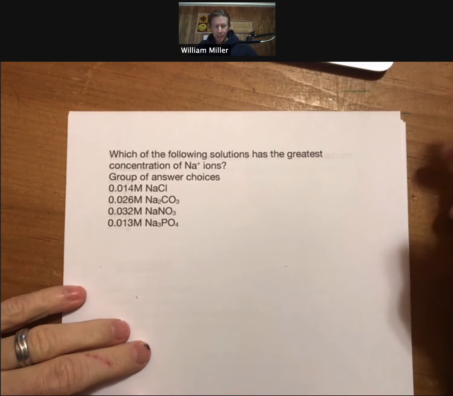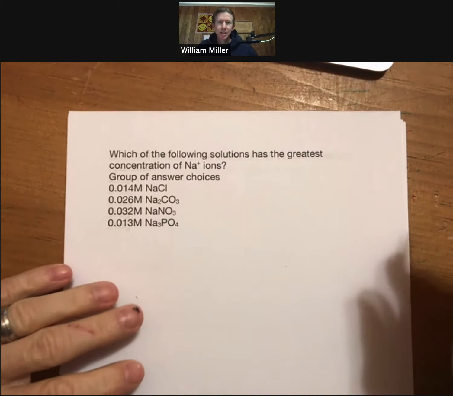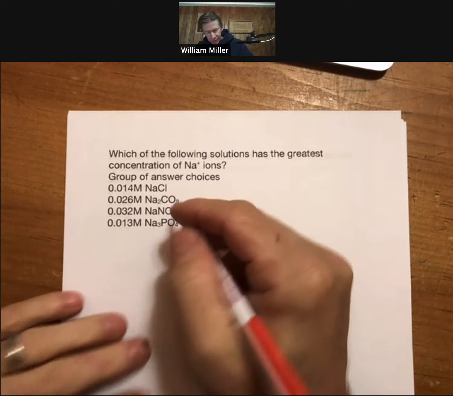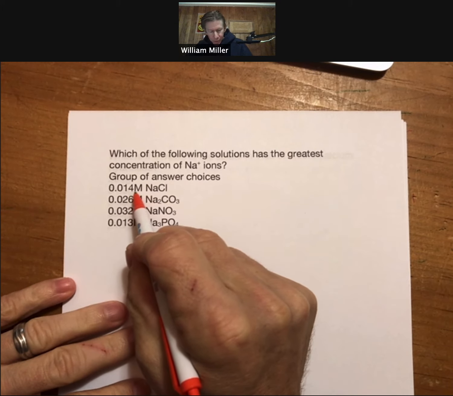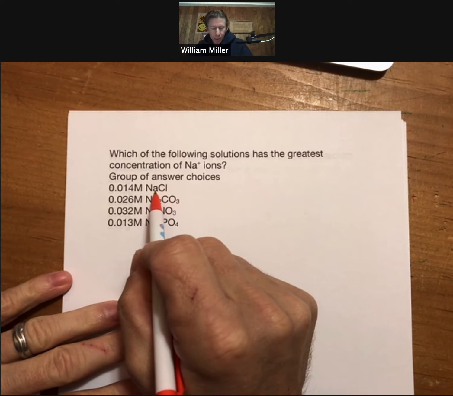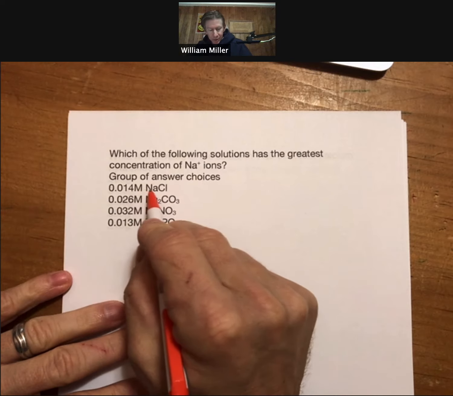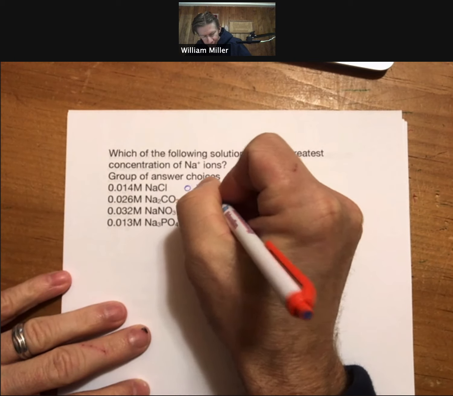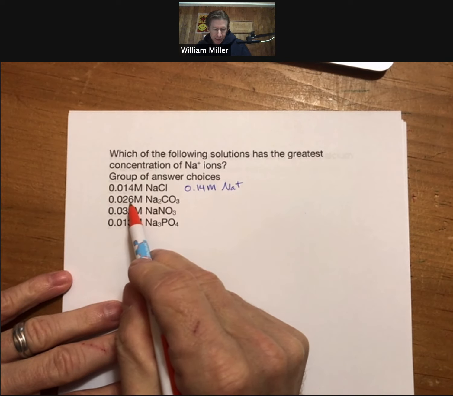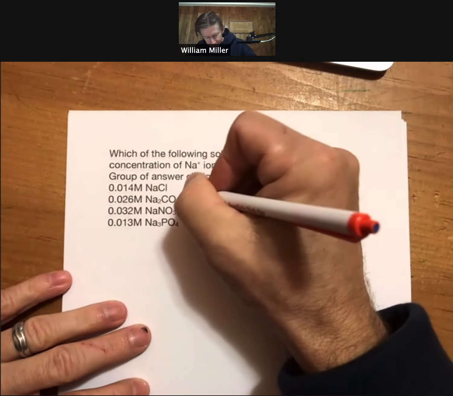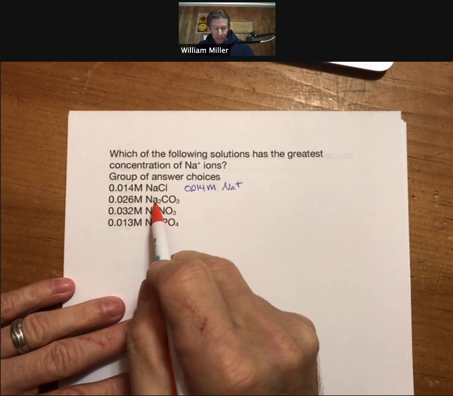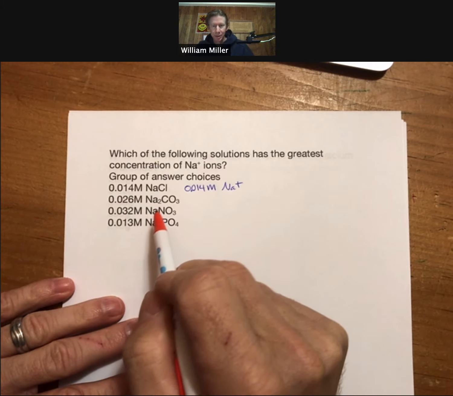For this problem, we're looking at which of the following solutions has the greatest concentration of sodium ions. And we've got 0.14 molar sodium chloride. In sodium chloride, we know there's one sodium, so the concentration of sodium ions is 0.14 molar. However, in 0.014... there we go. And then, however, in sodium carbonate, there are 2 moles of sodium ions.